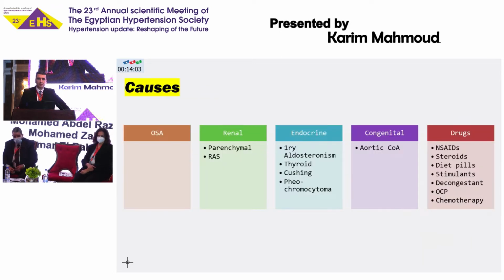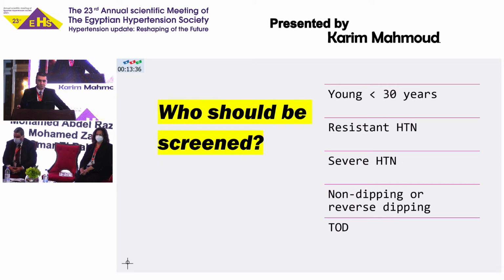To start with, these are the main causes of secondary hypertension. We have obstructive sleep apnea, the renal causes such as renal parenchymal disease and renal artery stenosis, the endocrine causes such as primary aldosteronism, Cushing syndrome, thyroid disorders, and pheochromocytoma, the congenital vascular disease such as aortic coarctation, and drug-induced hypertension, in addition to pregnancy, which is out of our scope today.